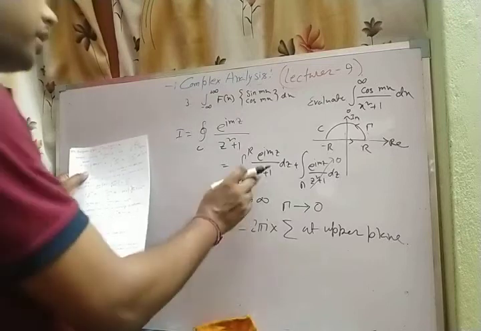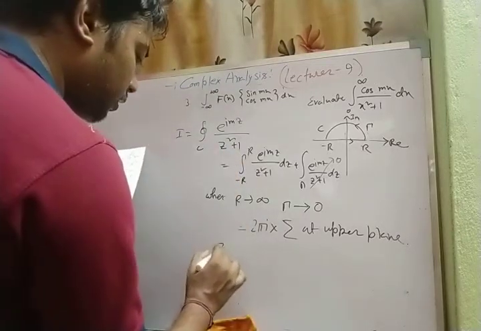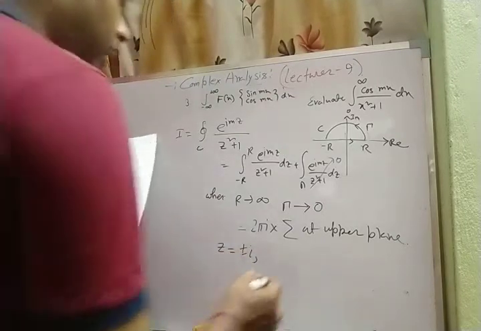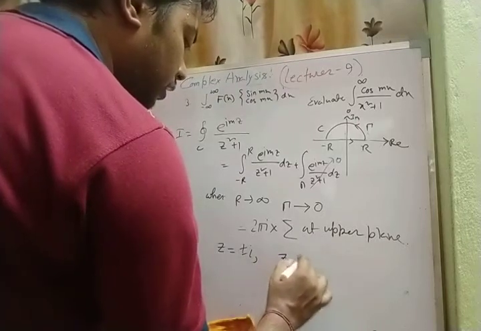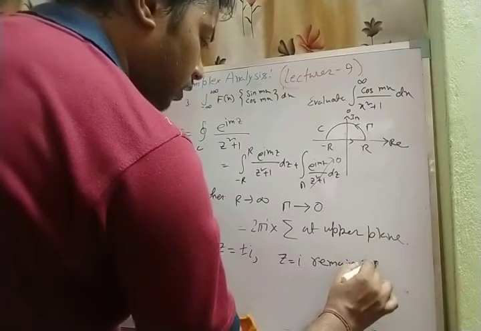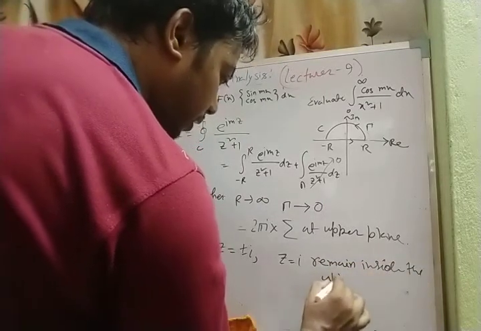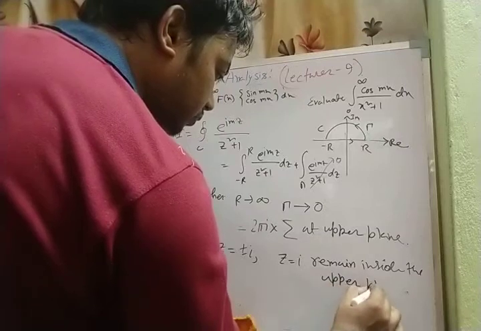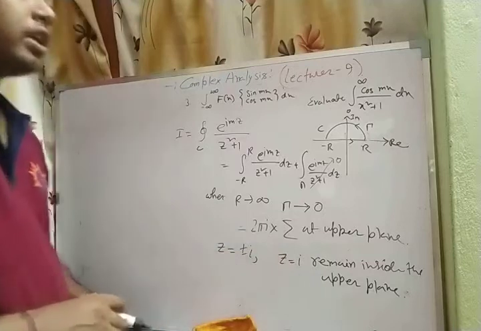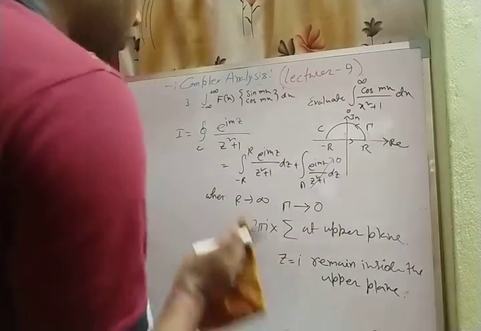Now we have to find the residue, and we can easily say that z equals plus minus i are the two poles, and only z equals plus i remains inside the upper plane. So we have to find the residue at z equals plus i.